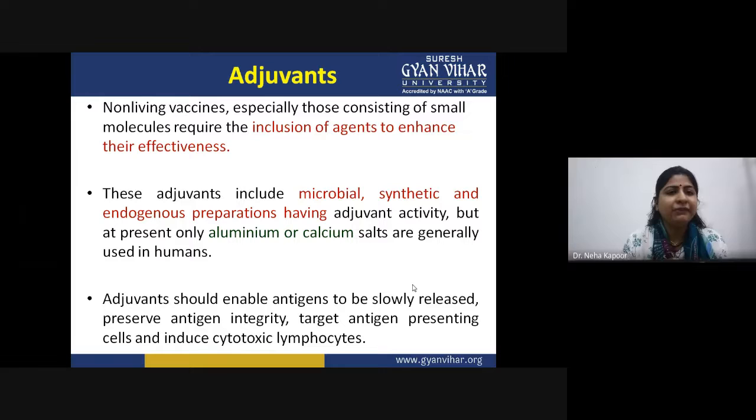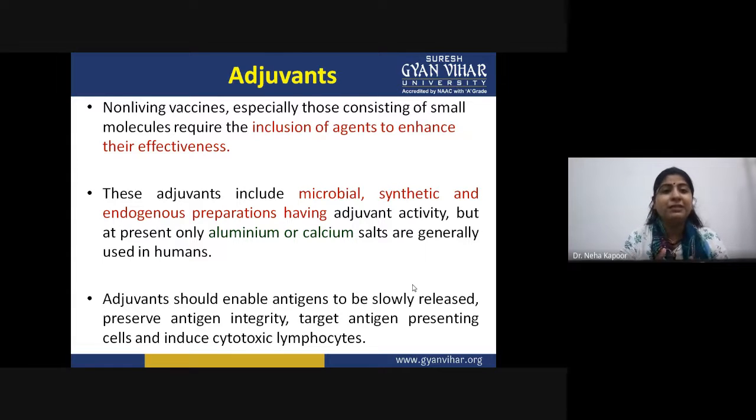First of all, non-living vaccines, especially those that comprise very small molecules, sometimes require the inclusion of an agent so as to enhance their efficacy. That means such vaccines, which are not live vaccines but are prepared by some other means, need some material or small molecules included so that their efficacy can be enhanced. These molecules are known as adjuvants, that are basically added to enhance the effectiveness of the vaccines.